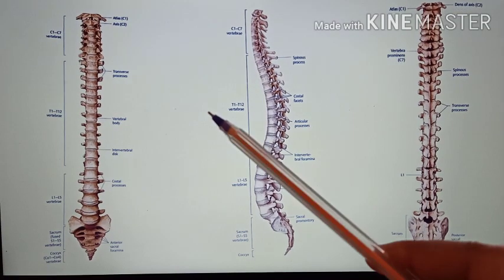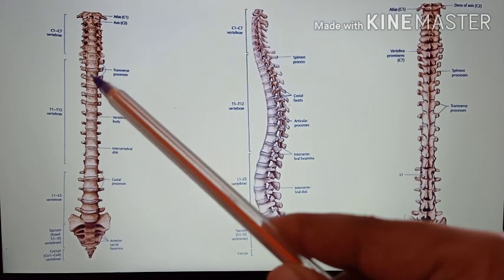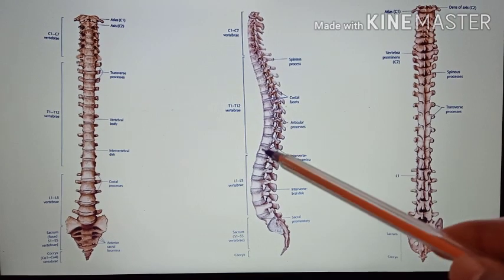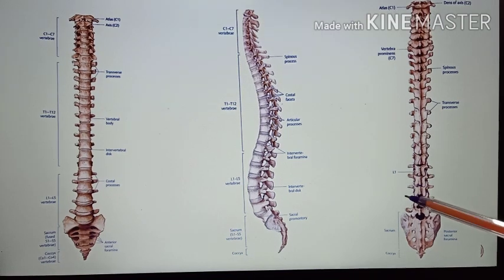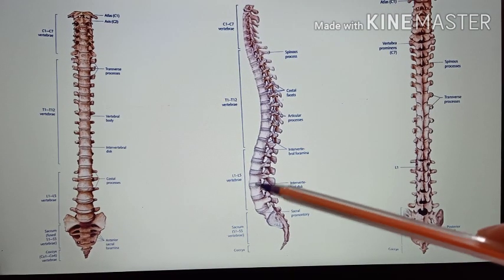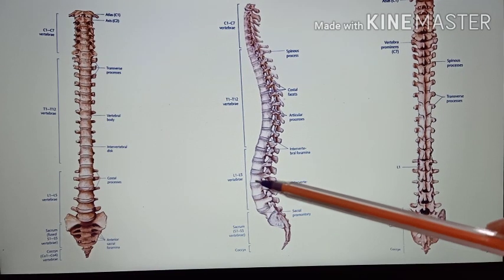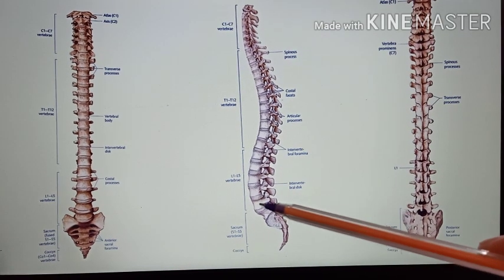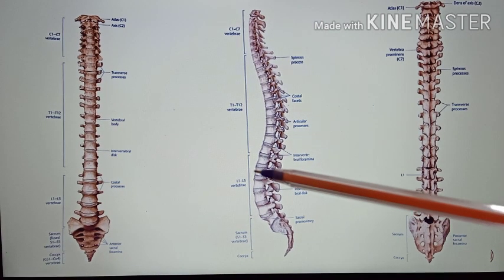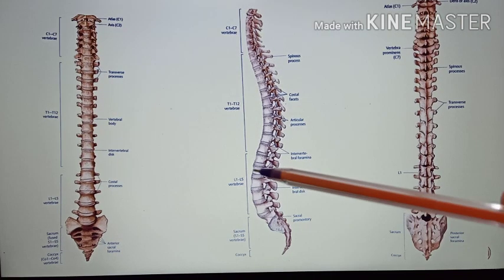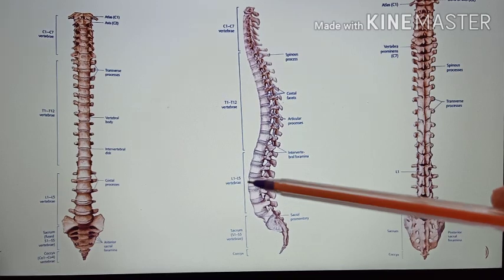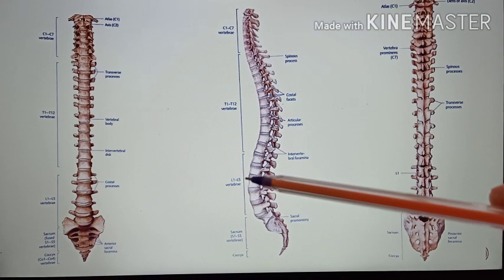This slide is showing the entire vertebral column. This is the anterior view, how it appears. This is how it appears from the side, that is the lateral view. And this is from behind, the posterior view. Now we are studying only this lumbar vertebra. All these lumbar vertebrae together present a ventral convexity curve. You can see this curve present here. It is producing a ventral convexity curve anteriorly.